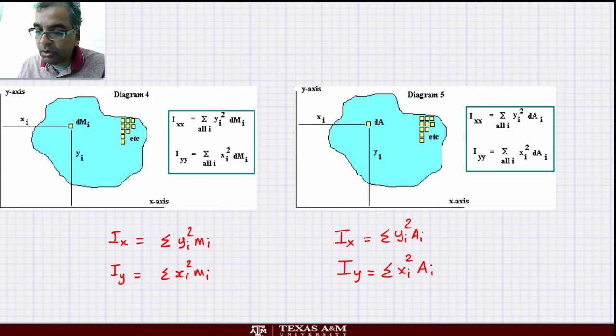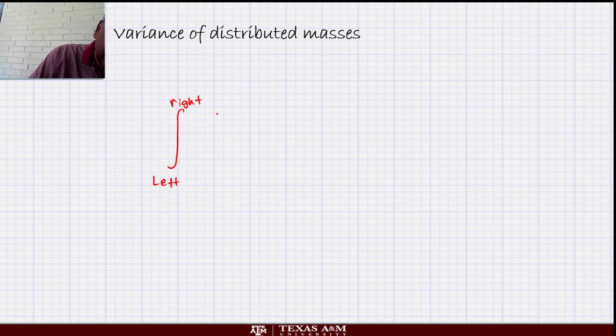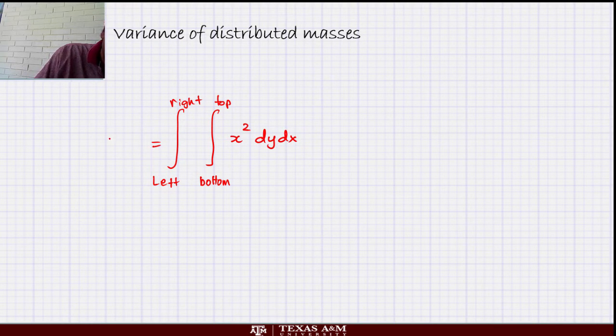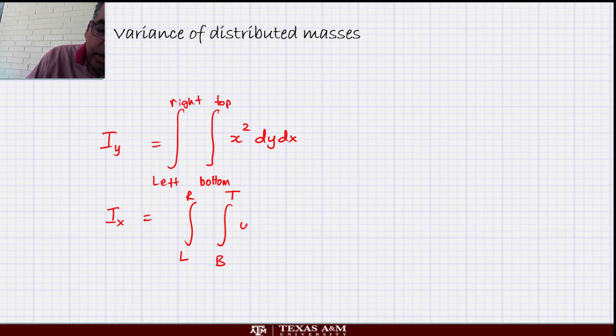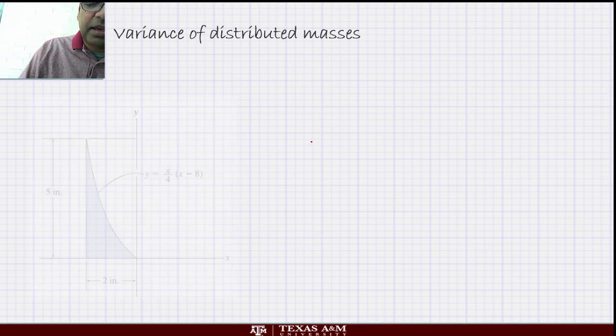Now of course, if you want to do integration, it's the same thing, integration from left to right, integral from bottom to top of x squared dy dx is called Iy, and then Ix is integral left to right, integral bottom to top of y squared dy dx. Okay, this is actually a fairly easy integral.